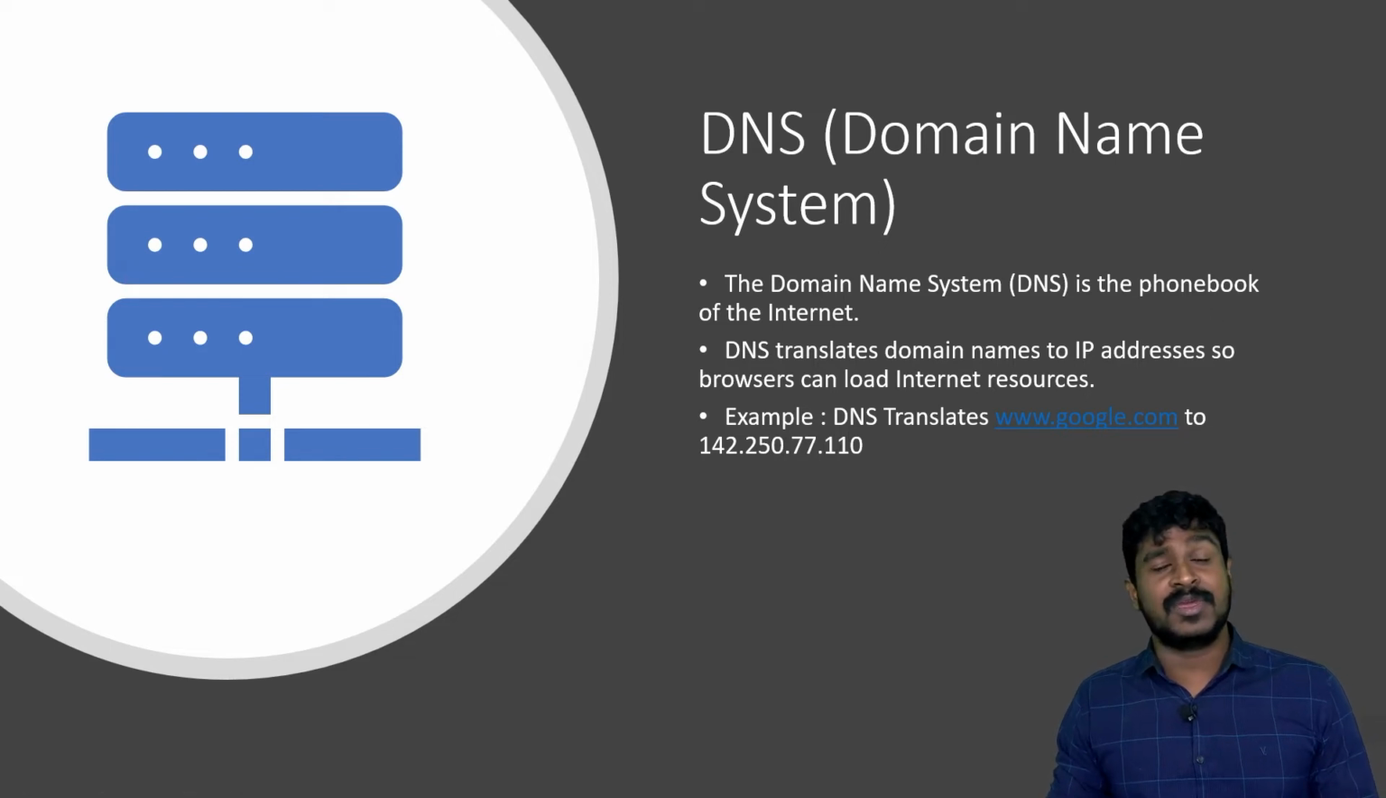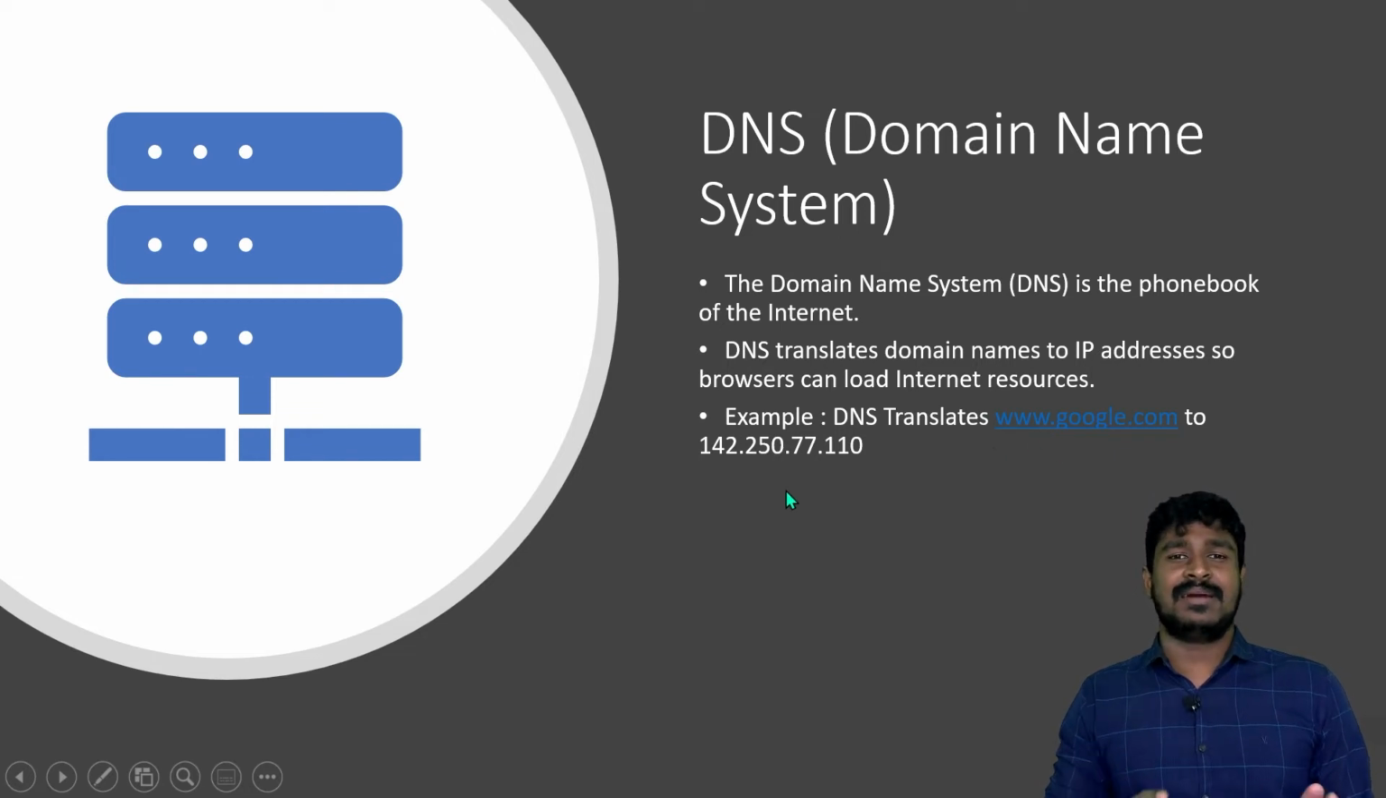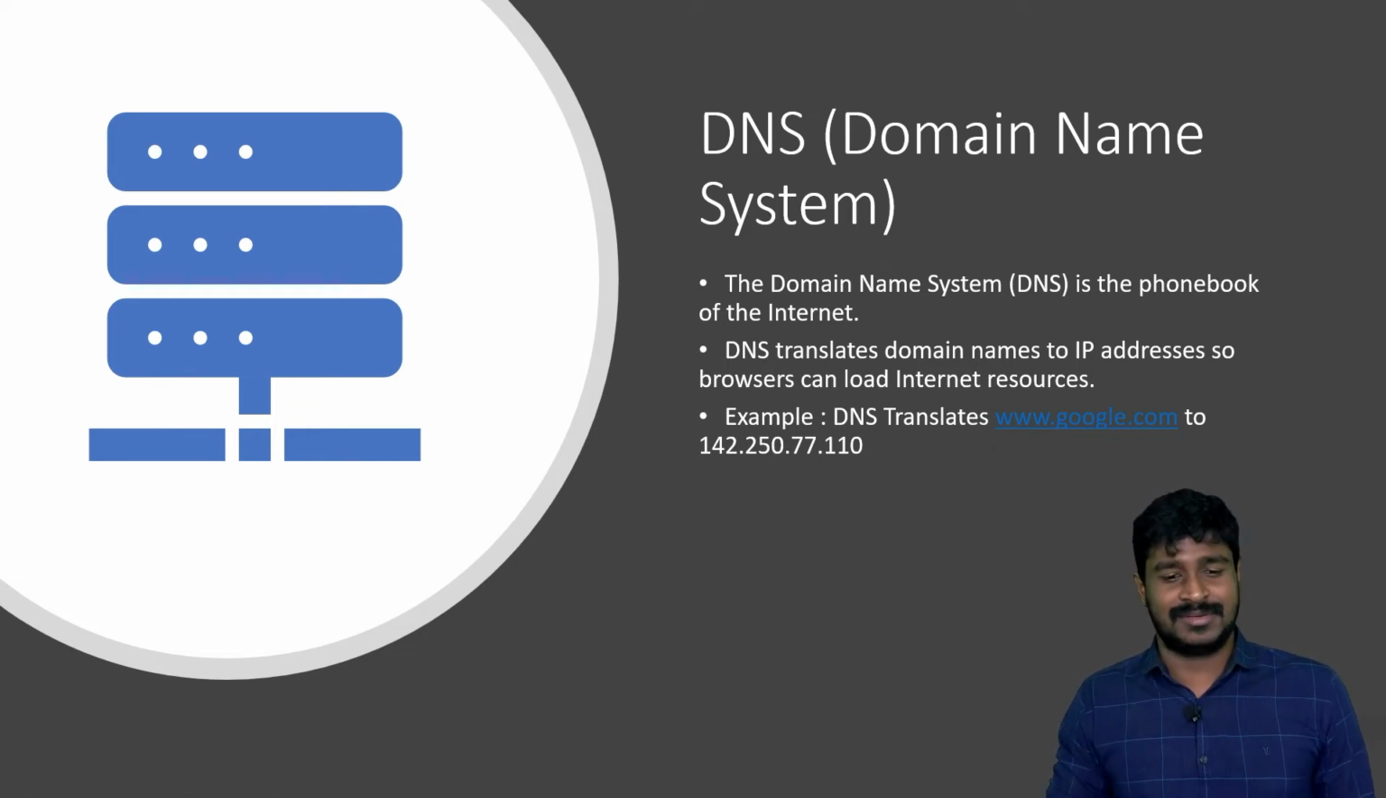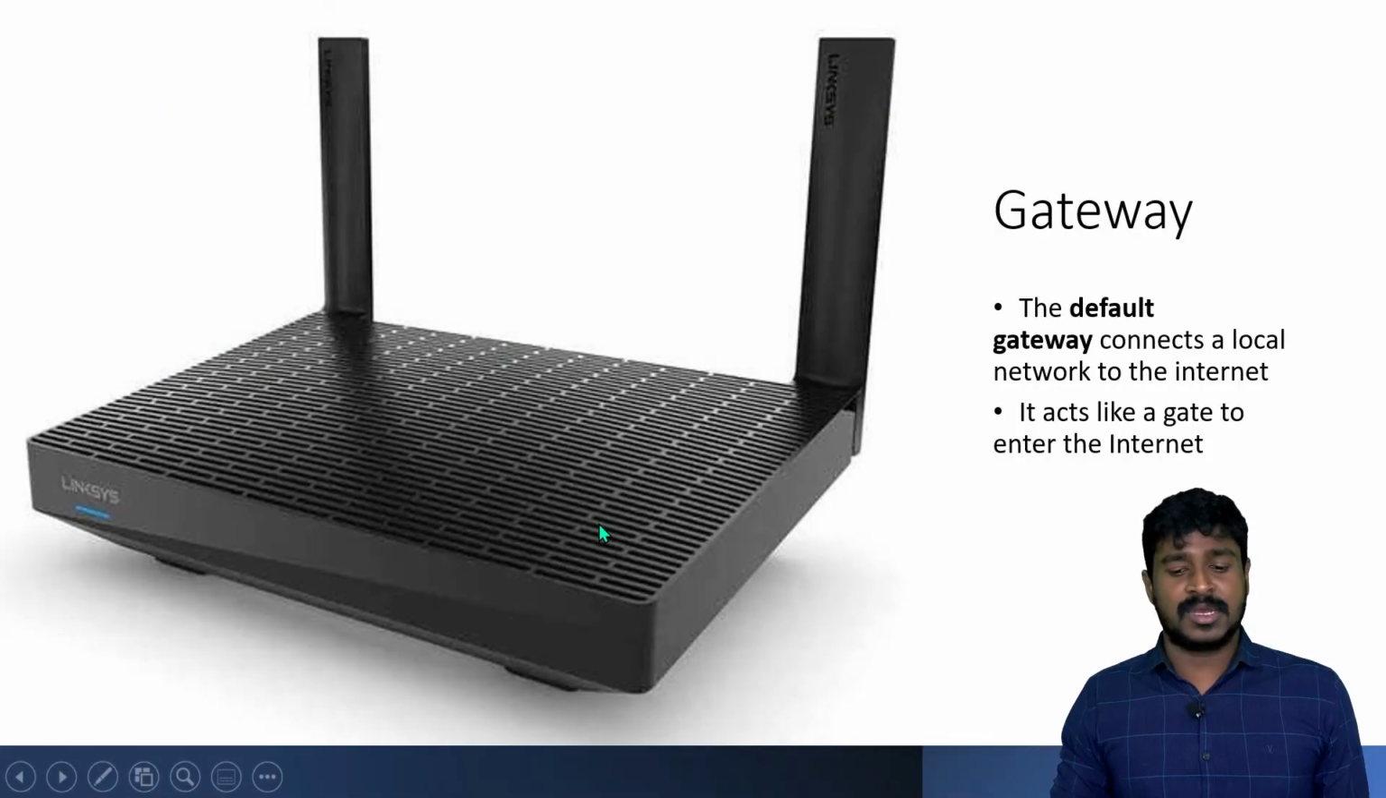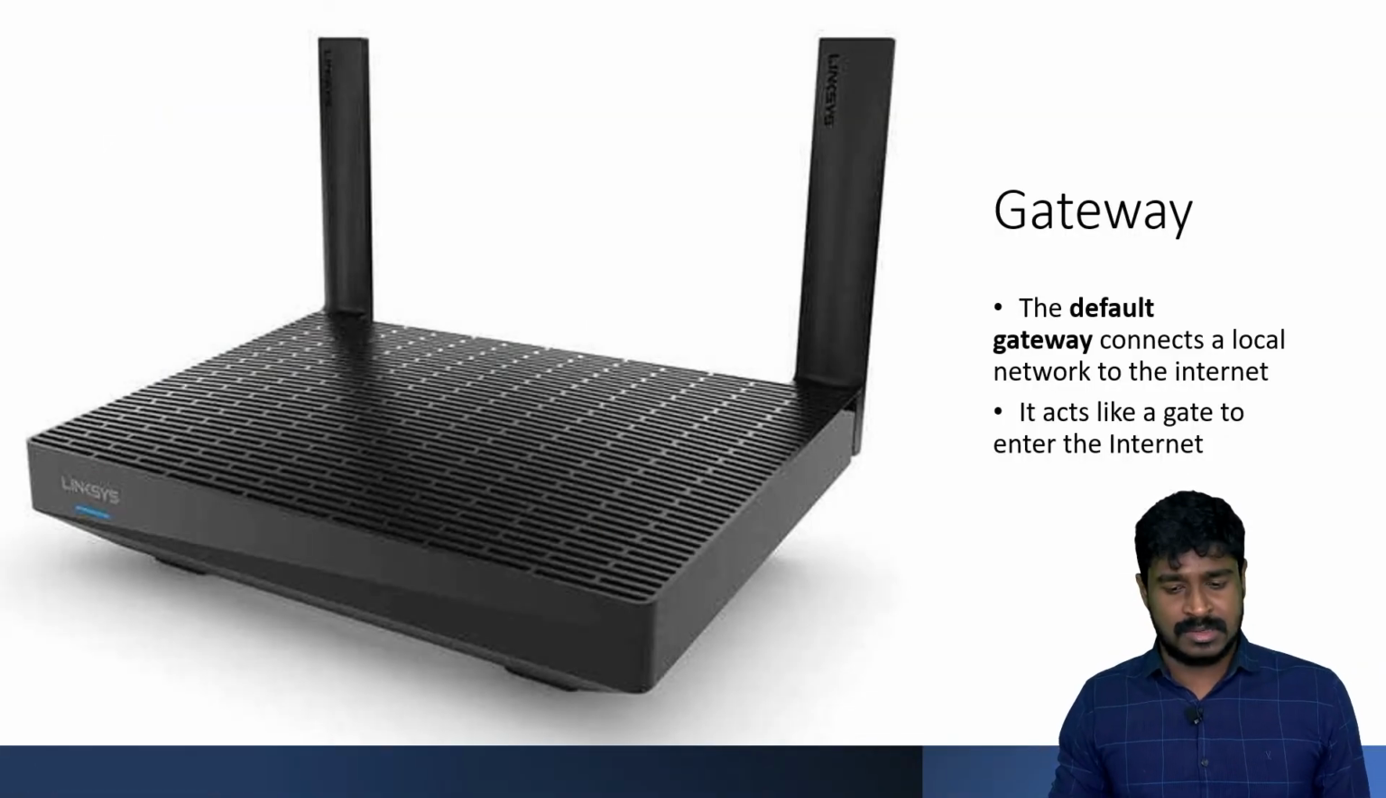We cannot remember each and every number, right? We only save the numbers with the name so that we can make a call or whatever. It's like a phone book of the internet. DNS translates domain names into IP addresses so browsers can load. So this is an example. So that's all. DNS is to translate a domain name into an IP address. Simple. Okay, then what is a gateway?